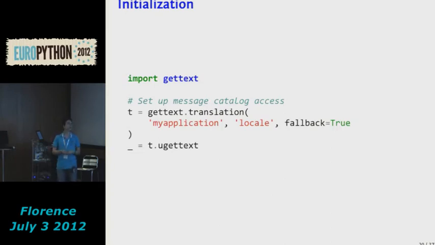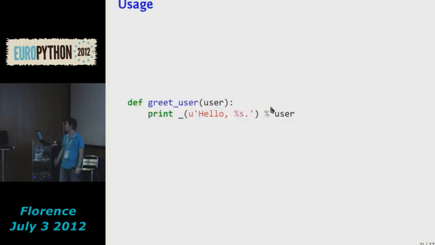It's much shorter, and it makes much more clear which strings are translatable in the source code. By the way, the ugettext function: there are many functions in the gettext module. The ugettext one is the one that handles Unicode strings, so that's the one to use. So how do you use that function, the ugettext function?